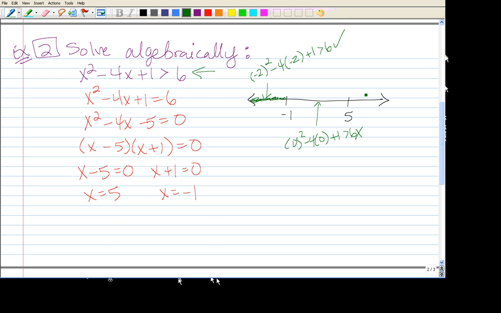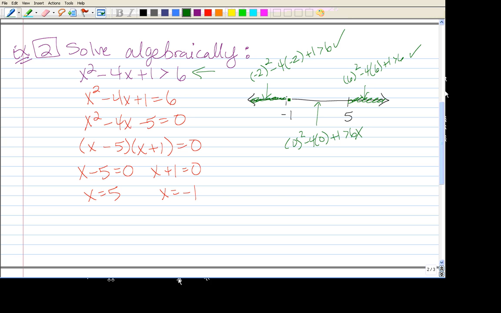But then let's test 6. So if I plug in 6 back into that equation, 6 squared minus 4 times 6 plus 1 greater than 6. Is that true, that 36 minus 24 plus 1 is greater than 6? Yes, it is. So I'm going to include that part as well.